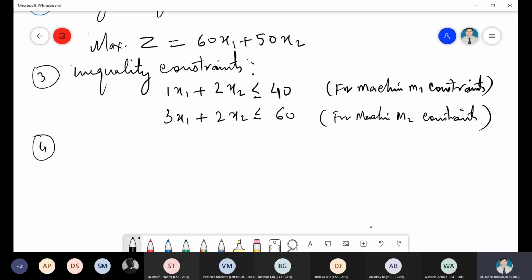Now come to the fourth part, non-negative restrictions. This is the fourth element, non-negative restrictions, and what is that? Non-negative restriction means the decision variables must be greater than or equal to 0. So these are the four constraints, four elements of the linear programming problem.